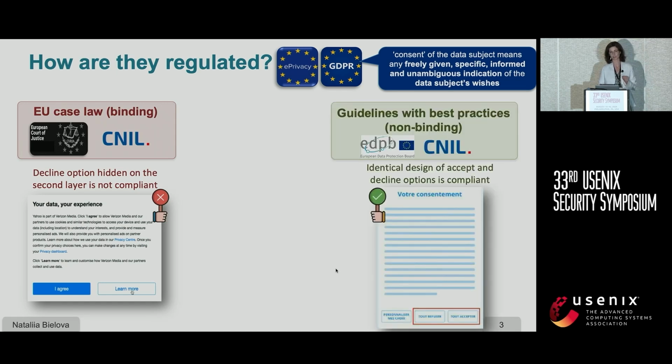On the other side, we have guidelines. Guidelines are not legally binding, but they present best practices and what the regulators believe are compliant implementations of the design. For example, when it comes to accept and decline, an identical interface for accept and decline options is definitely considered compliant according to several regulators, for example, the CNIL as well.